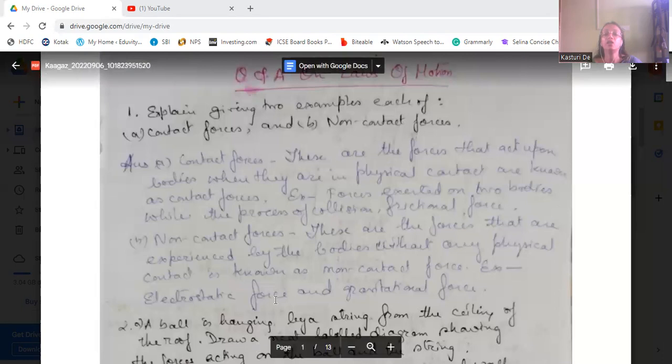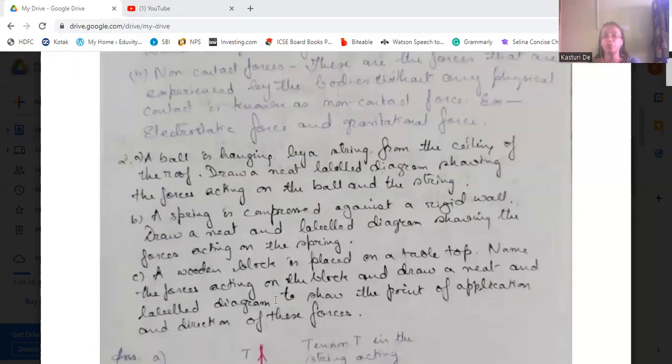Now, the next question is question number 2. A: A ball is hanging by a string from the ceiling of the roof. Draw a neat labeled diagram showing the forces acting on the ball and the string. B: A spring is compressed against a rigid wall. Draw a neat and labeled diagram showing the forces acting on the spring. C: A wooden block is placed on the tabletop. Name the forces acting on the block and draw a neat and labeled diagram to show the point of application and direction of these forces.